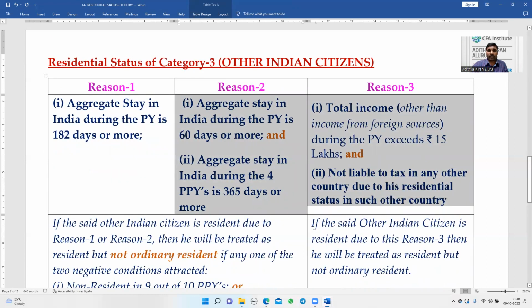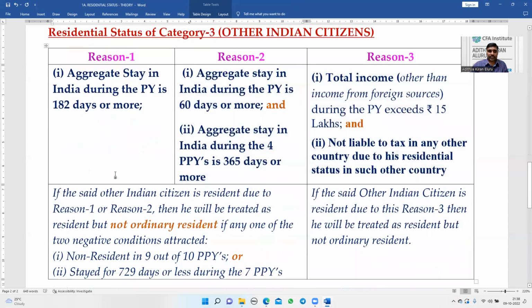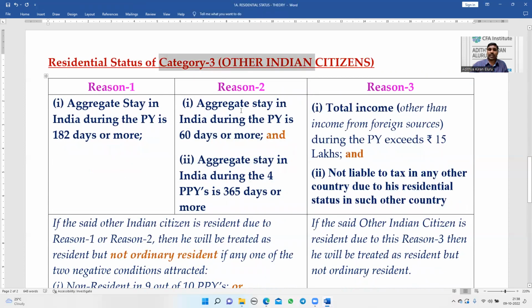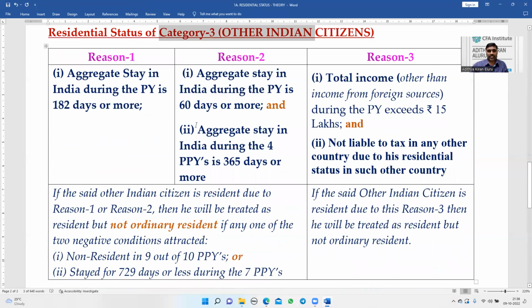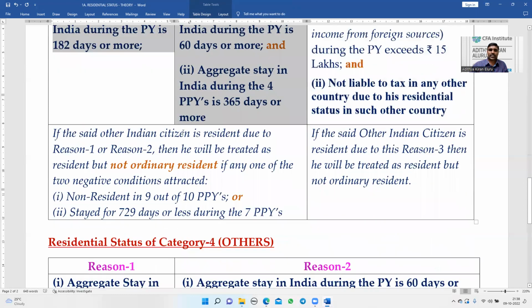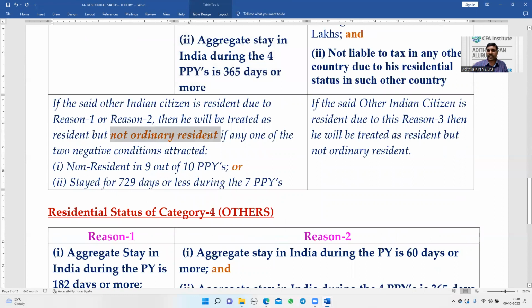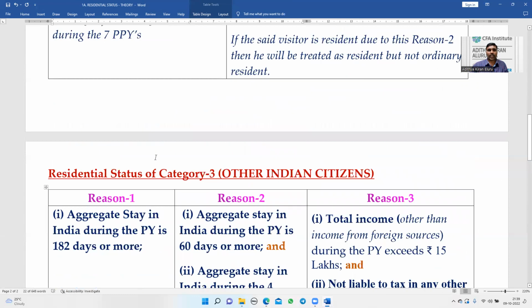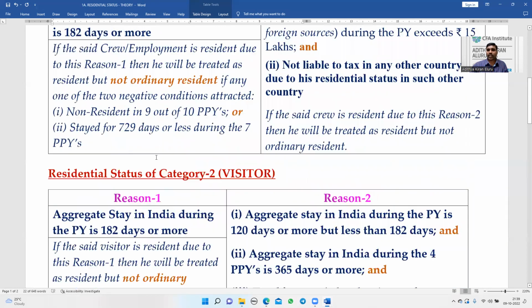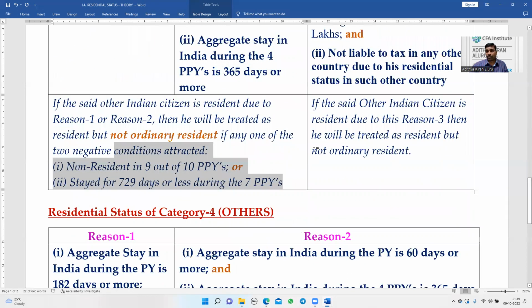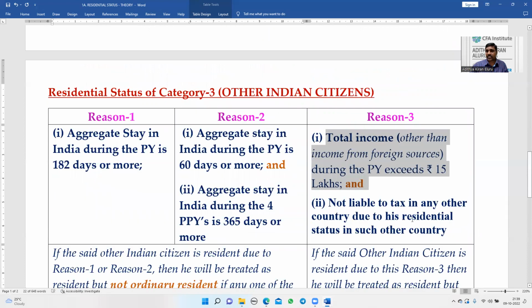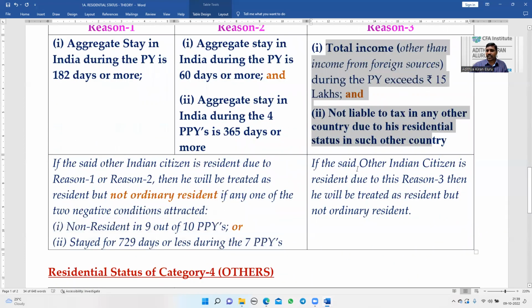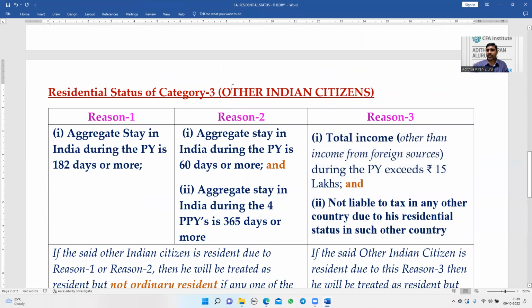That's it. But for category 3 people, if they become resident by satisfying either reason 1 or reason 2, there is a chance that they may become not ordinary resident if any one of these two negative conditions is satisfied. But if a person is a resident by satisfying reason 3, then he is always a resident but not ordinary resident. No need to check the negative conditions. This is category 3 people.